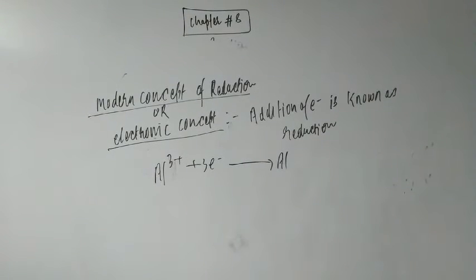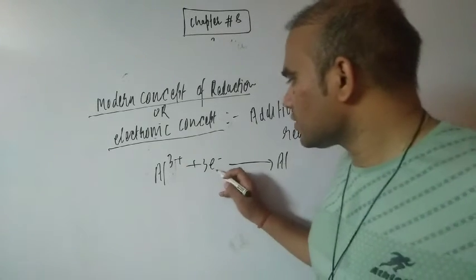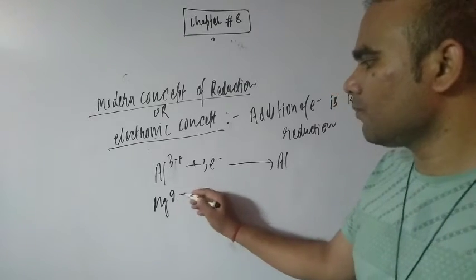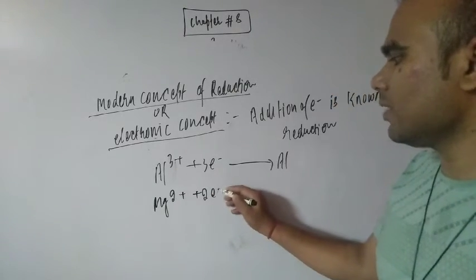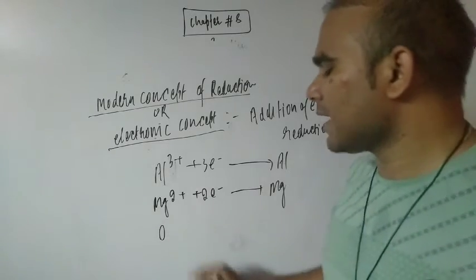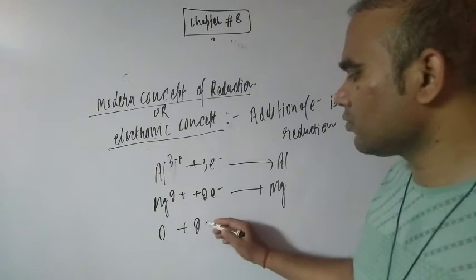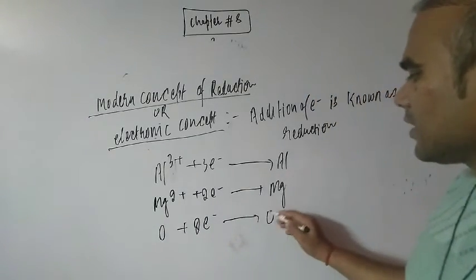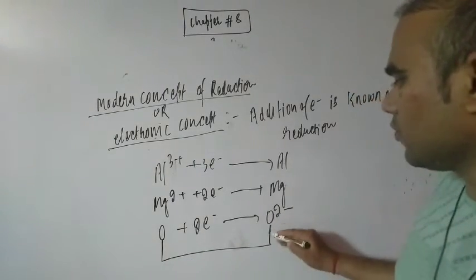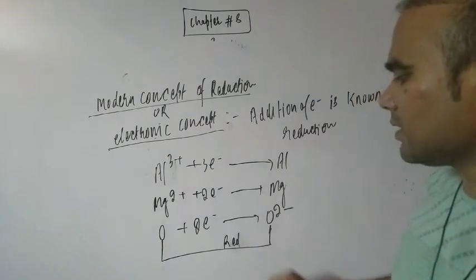So if it is converting into aluminum, student, this will be the example of reduction reaction, because addition of electron, 3 positive 3 negative neutralizes out. Suppose I am having Mg2+ and you are adding 2 electrons, so it will convert into Mg, reduction. Suppose I am having O and we have added 2 electrons, so it is converting into O2-, again reduction, because here it is 0 to O2-. This is the reduction.